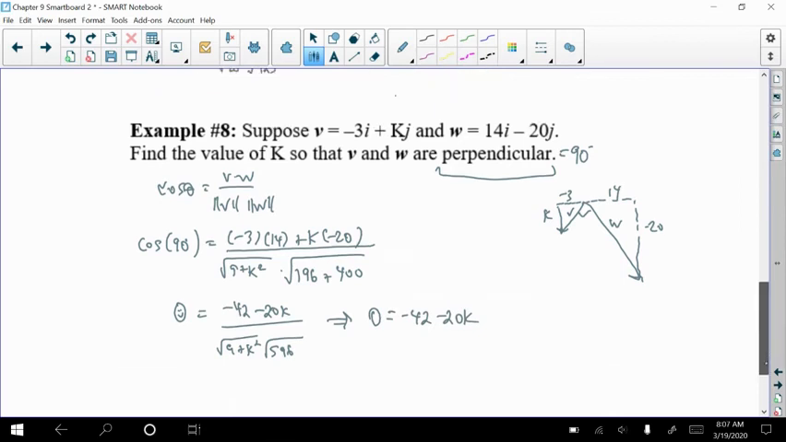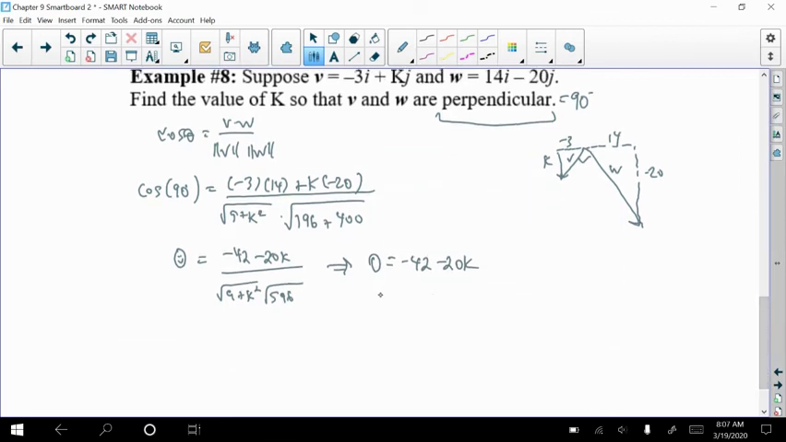Let's go ahead and solve that for k. So we could add 42, divide out the -20. And so it looks like that's -21 over 10 is equal to k, or -2.1.